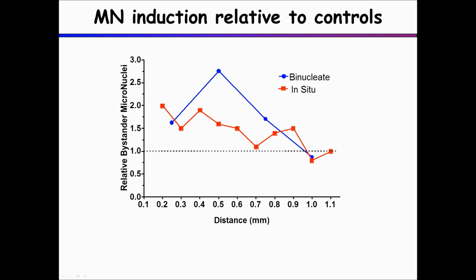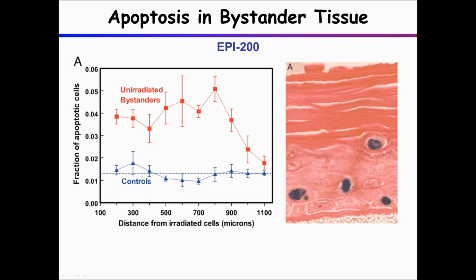This point's maybe a little high, but if you remember, the error bars were pretty large on the binucleate assay here. And then they're definitely going down back towards the baseline level, which in this case would be 1 because they're normalized to the control. So it's normalizing to the control at each individual point. So again, I think the two assays were showing us more or less the same thing, but maybe just the in situ one was a little easier to actually perform and get data from.